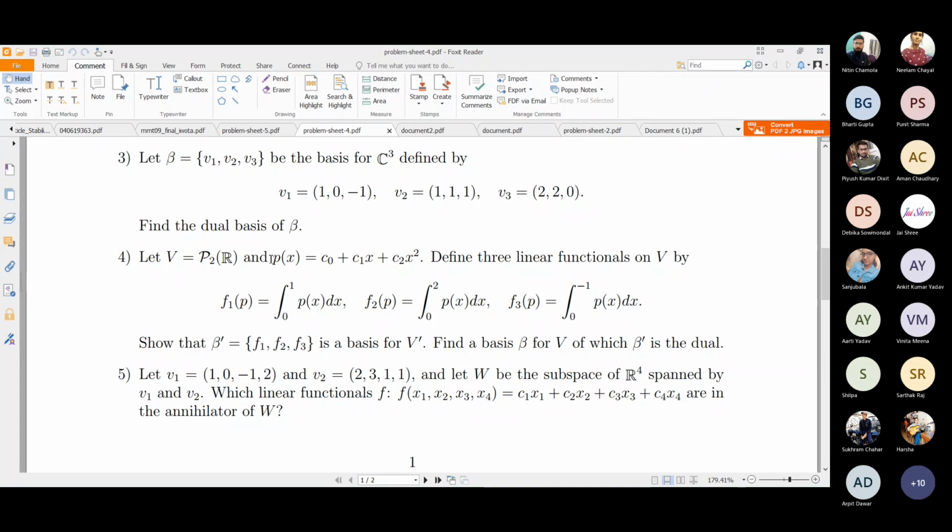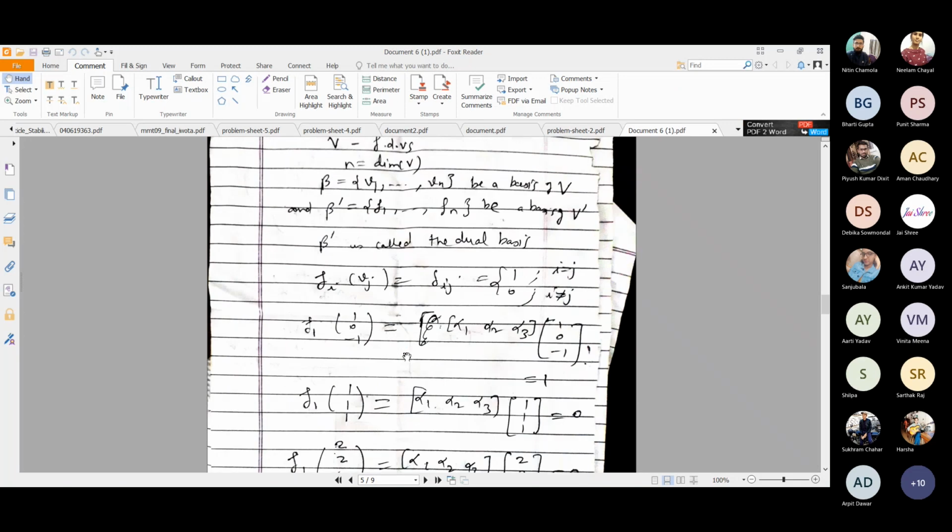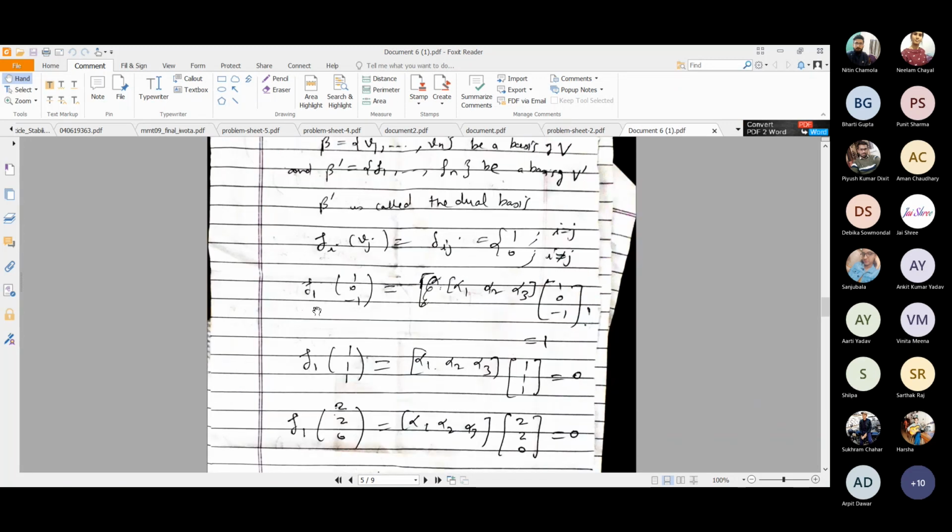So instead of doing it in general in terms of x1, x2, x3, you can do it specifically, because v1, v2, v3 are given. So you can say f1 of v1 equals alpha 1 plus alpha 2 plus alpha 3 multiplied by this vector (1, 0, -1). This is equal to 1. Let me tell you what I was just trying to say. If you want to tell me the basis vectors of the dual space, then you can say f1 of v1 is equal to alpha 1, alpha 2, alpha 3.